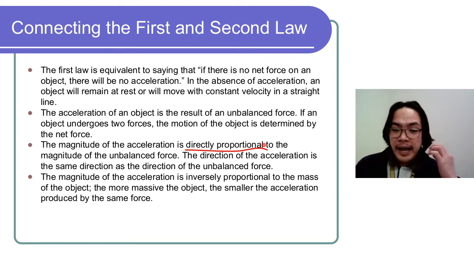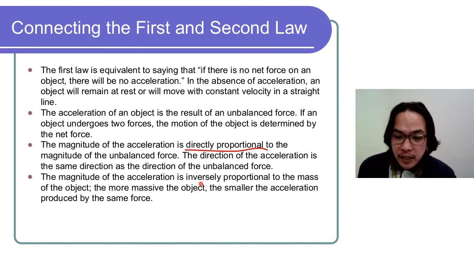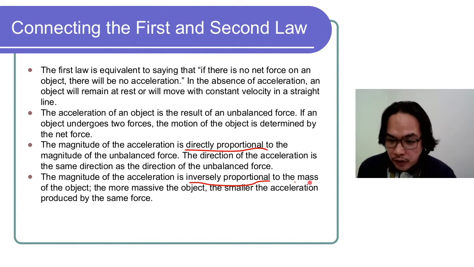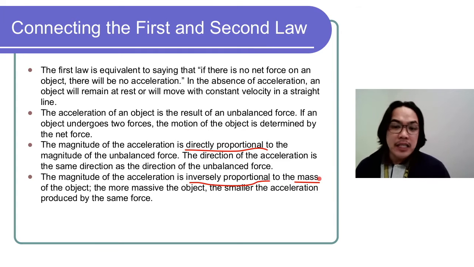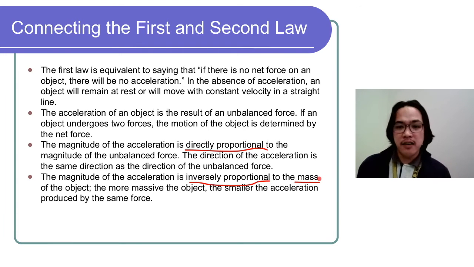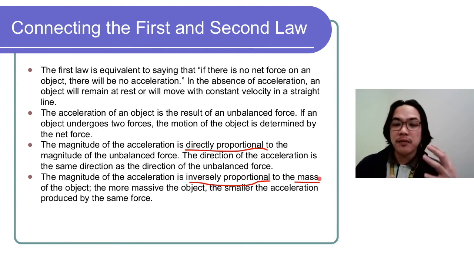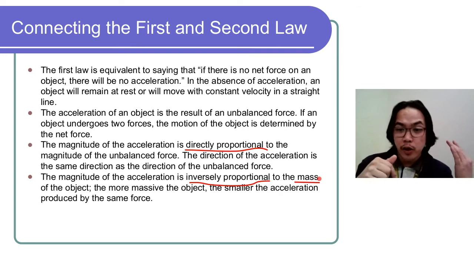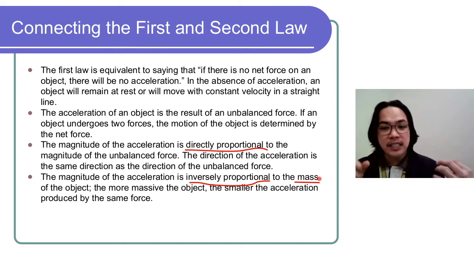On the other hand, the magnitude of the acceleration is inversely proportional to mass. So what happens is, if the object is heavy, if the object has a higher mass, acceleration will be lower. So they're opposite. If the object has a smaller mass, acceleration will be higher.